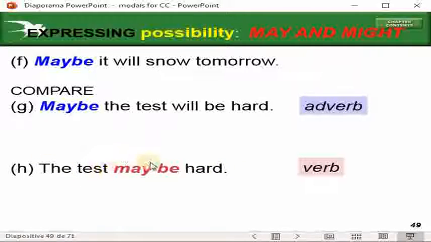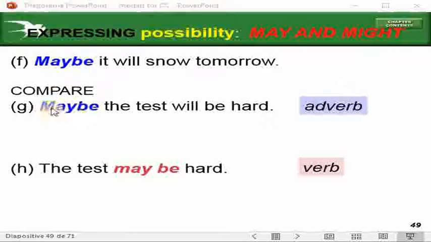الامتحان ممكن يكون ممكن أن يكون صعبا. So here, this one is a modal plus infinitive verb, and this one is just an adverb. So the modal verb plus the verb in the infinitive should come after the subject. Here, the test was the subject, then the modal verb, then the infinitive verb.